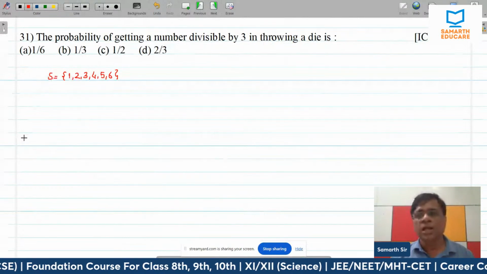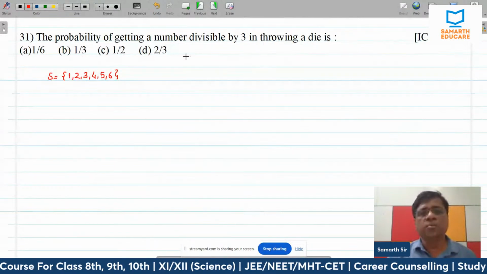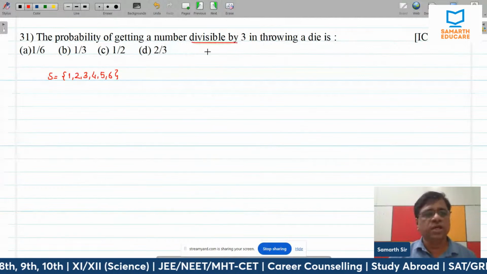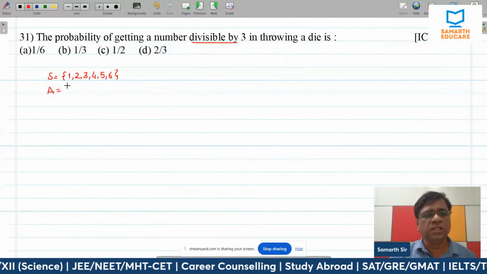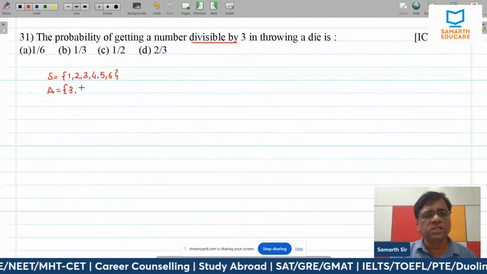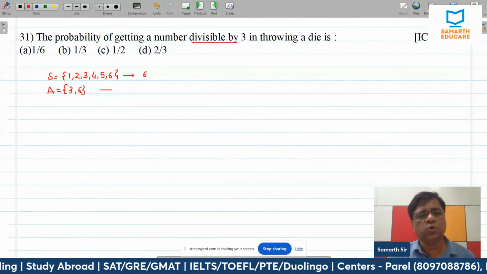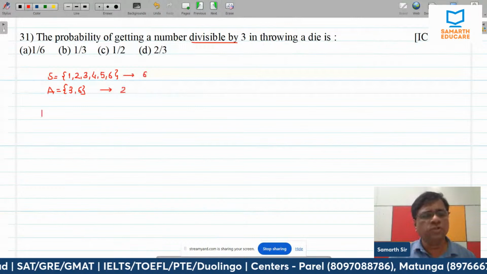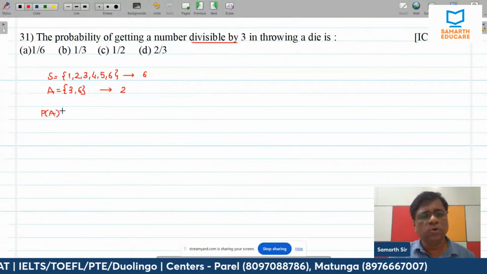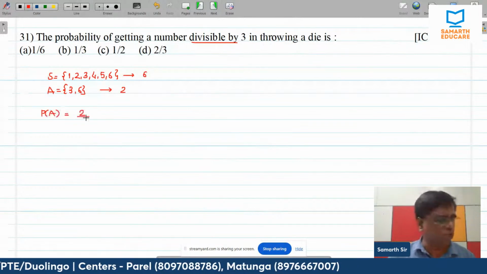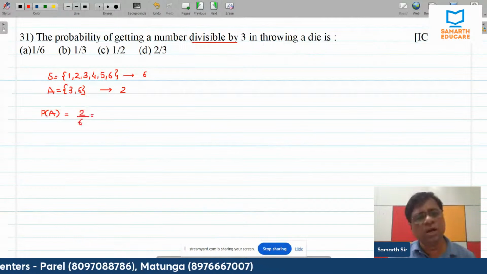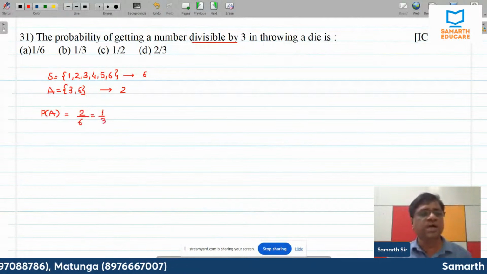Now, getting a number divisible by 3. If A is the event, then the numbers divisible by 3 are 3 and 6. So how many points are there over here? That is 6. How many favorable points are there? 2. That means the probability of that event is total number of favorable outcomes divided by total number of outcomes, that is 1 upon 3. So this is my answer.